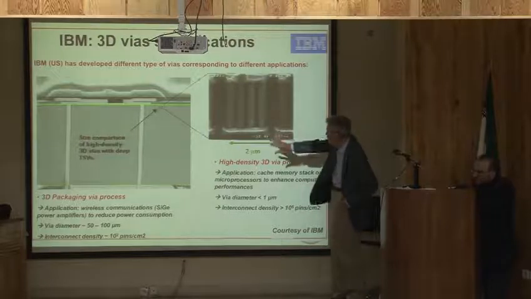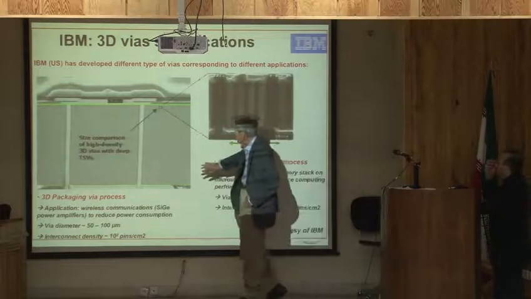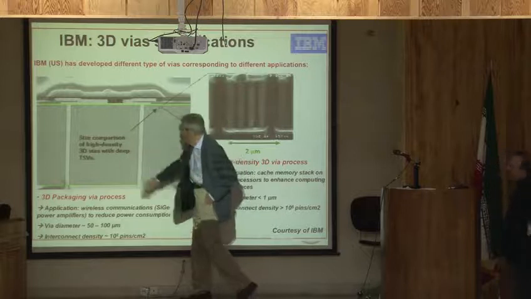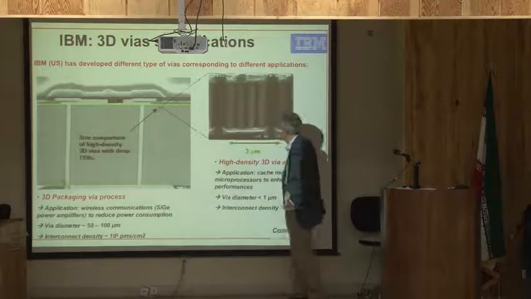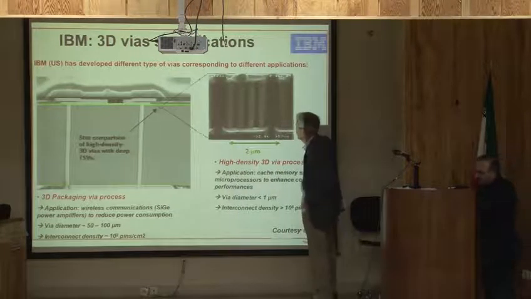This shows a cross-section of some of IBM's work. This is a coarse, very coarse via structure, and here you can go to a much finer one.